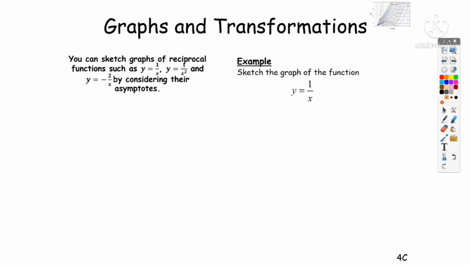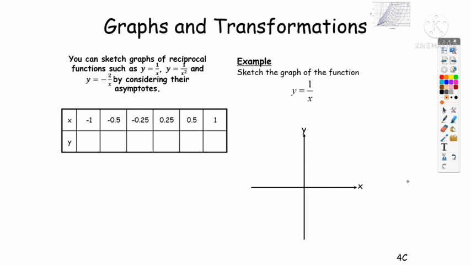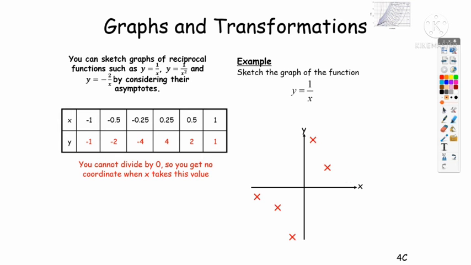So sketch the graph of the function y equals 1 over x. A table of values can help here. Okay, so you can't divide by 0, so you get no coordinate when x takes this value. So I get this lovely curve.